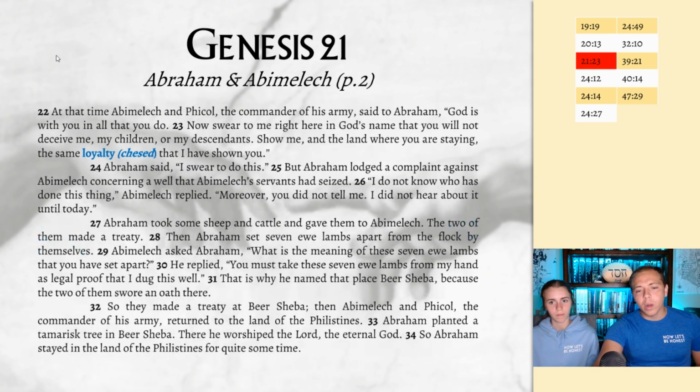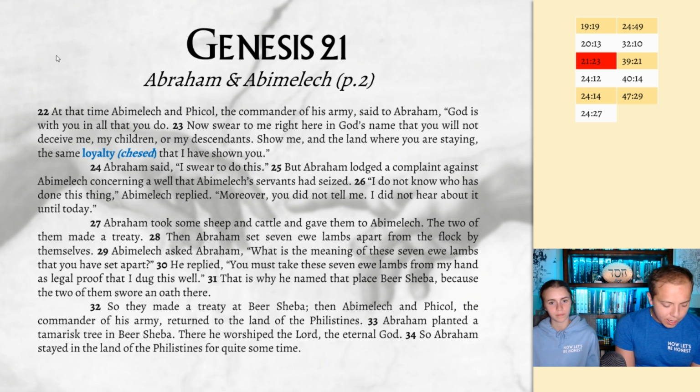So, we go into chapter 21, and this is called Abraham and Abimelech Part 2, but you'll notice that a bunch of stuff has happened in between here. Specifically, in between the last story and this story, Isaac has been born. Right? This has been something that's been building up to since chapter 12. We've been waiting for Isaac to be born, and finally, at long last, Isaac was born.